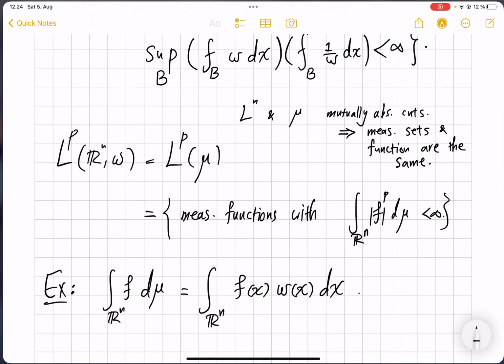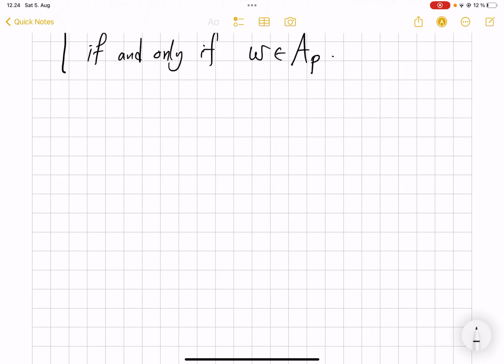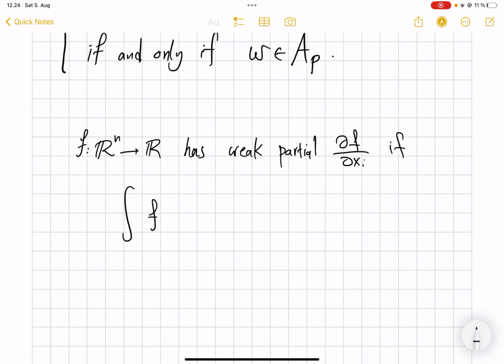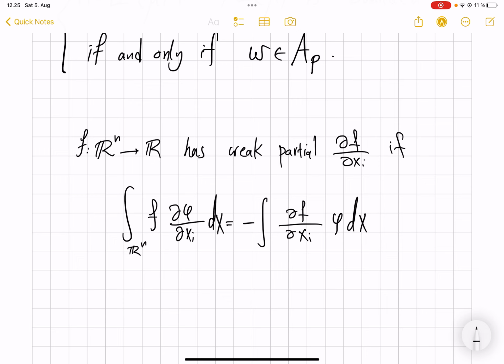So you will say f defined on R^n has weak partial derivative g_i if integrating f against the partial derivative of any smooth function phi equals minus integrating this weak derivative against phi. The notation is an abuse of notation, since we don't know if this is even a function, it's just a distribution. And this is against dx still, there's no weight involved here. So if such an object exists, we say that it's the weak derivative of f.